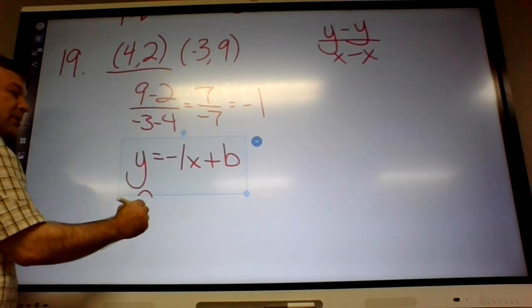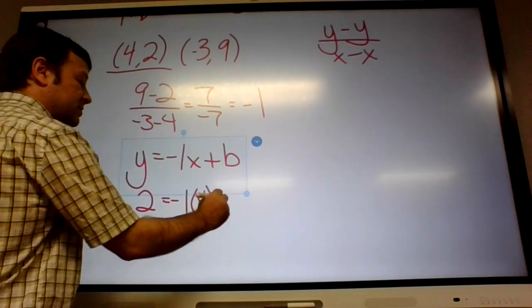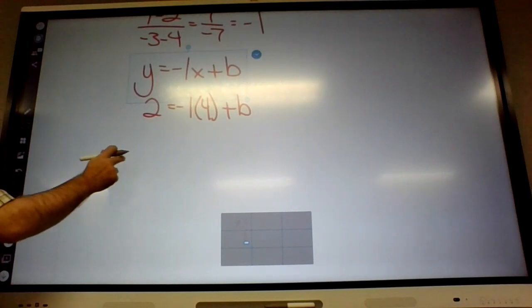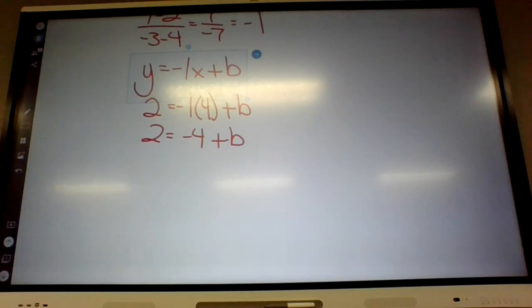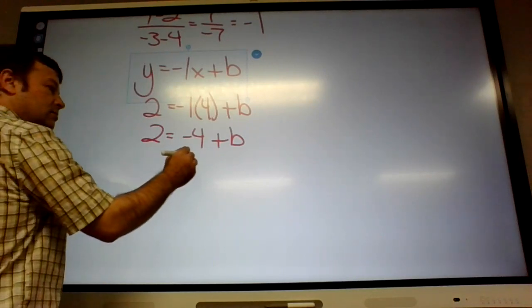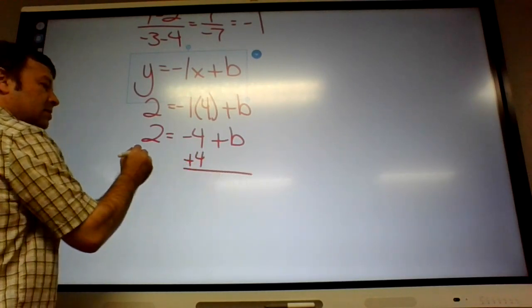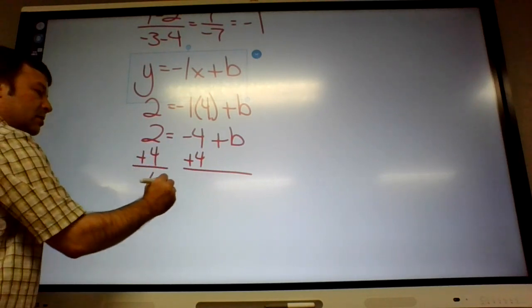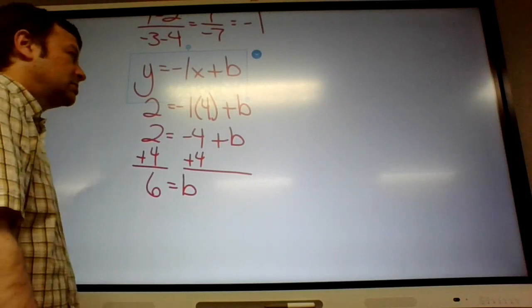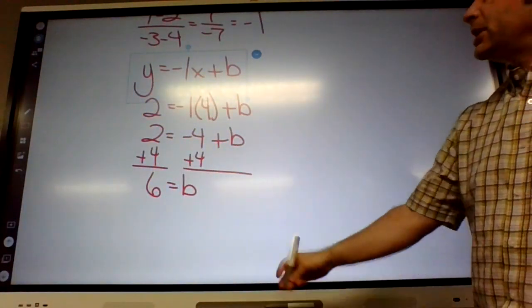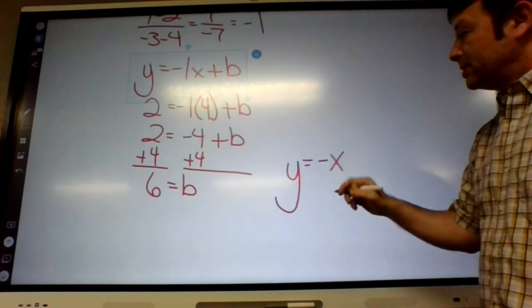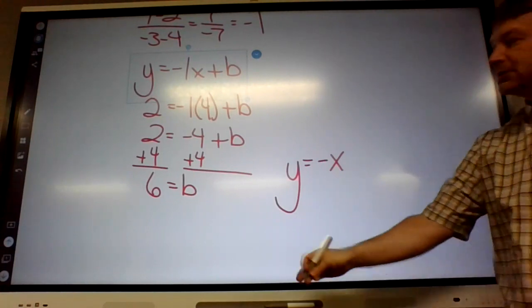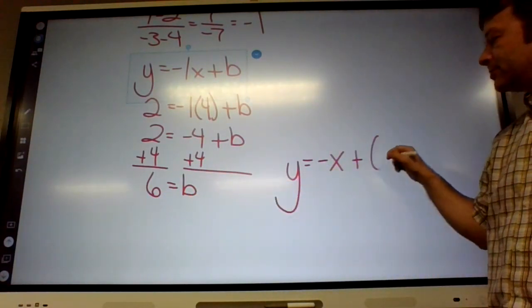So, 2 is going to go in for the y, 4 in for the x. Negative 1 times 4 is negative 4. Okay, so instead of putting y equals negative 1x, I'm just going to put y equals negative x. And then I got 6 for b, so plus 6.